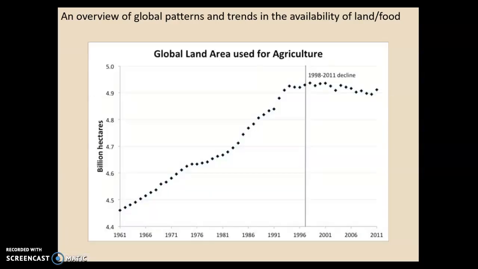Okay, so this graph shows us from 1960 to 2011 how much land area in the world was used for agriculture. So you can see a very, very steep incline up till about the year 1996, and then we've sort of plateaued out a little bit, and that's largely because we've kind of used it all up. So we've become more intensive in our practices in order to produce more food using the same land area.